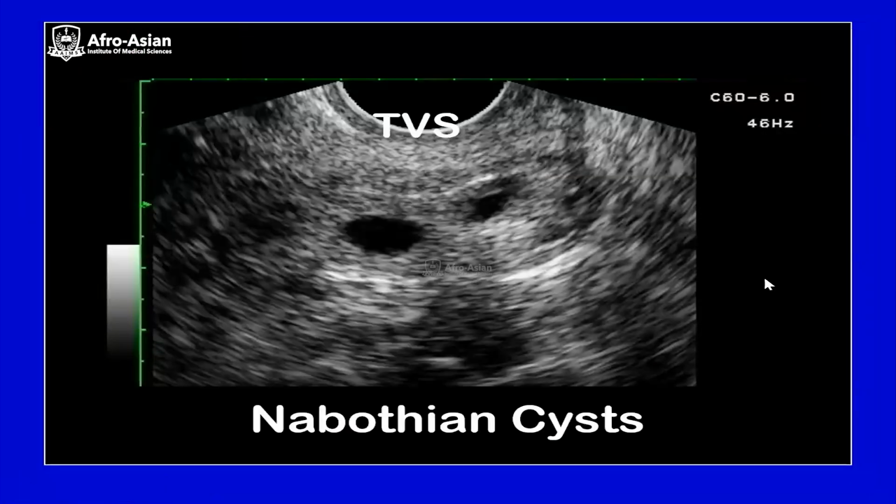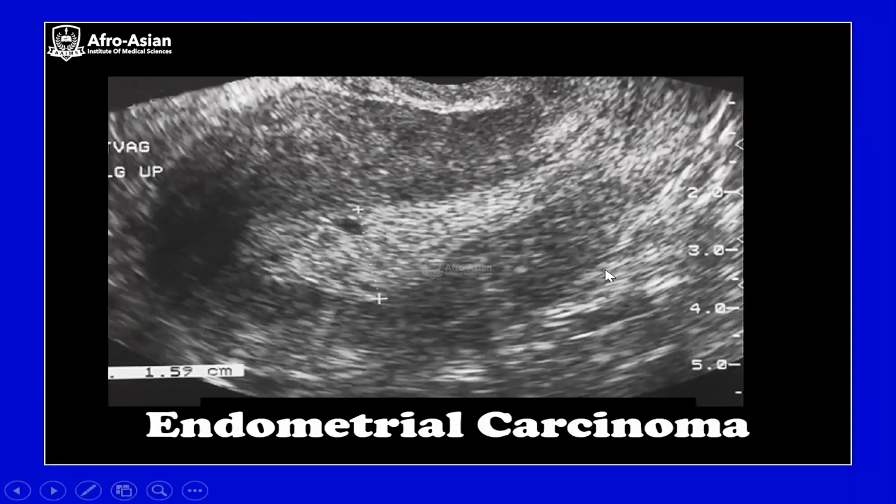The third cause of female infertility is Nabothian cysts, which are small cysts present in the Nabothian glands in the cervix, causing dryness of the cervix. That can be large cysts, multiple cysts. Another cause is endometrial carcinoma.